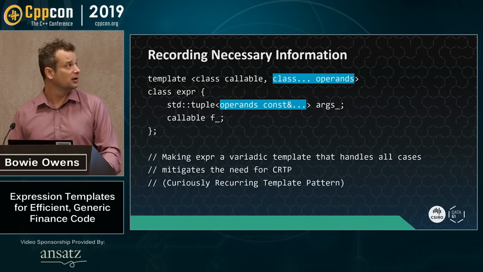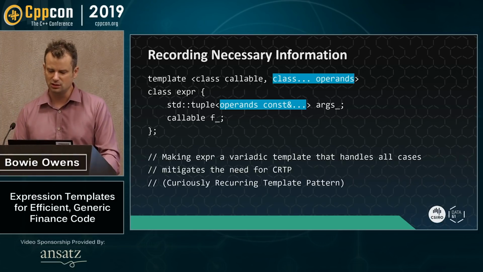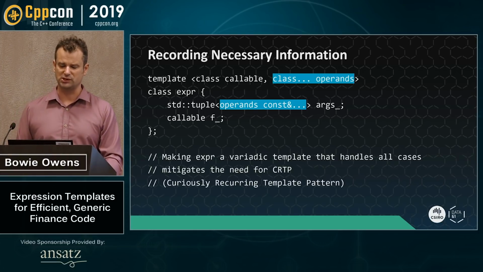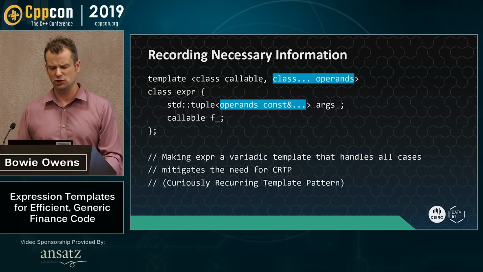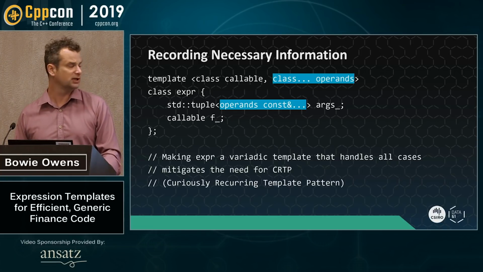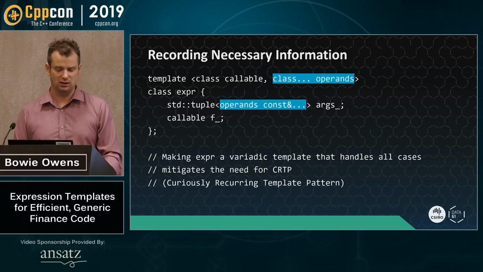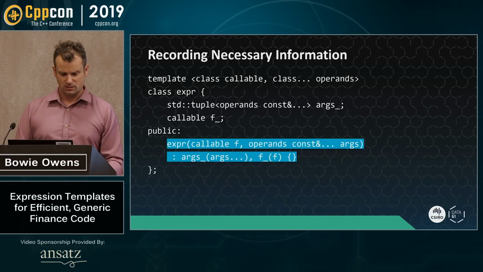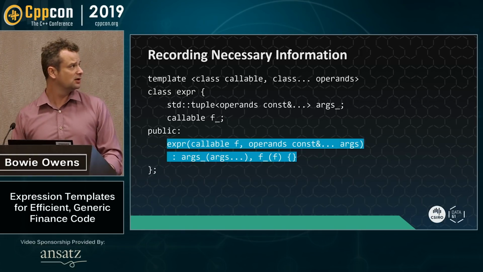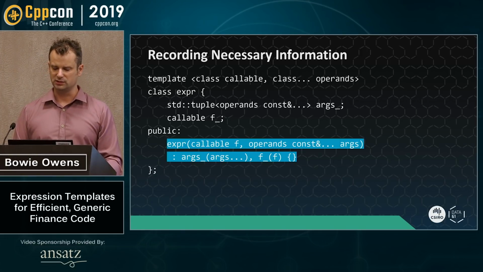Okay. I've used a variadic template so that the one template can represent unary operators like negation and binary operators like multiplication, or in fact any other arity operation. Okay. So what this does is it mitigates the need for the curiously recurring template pattern you may have seen in other expression template libraries. Okay. And lastly, we have a constructor that takes all the necessary information and stores it into the object.